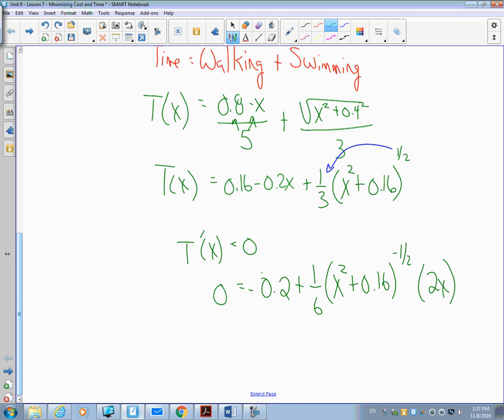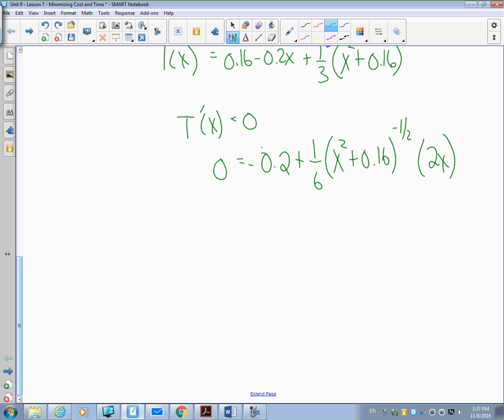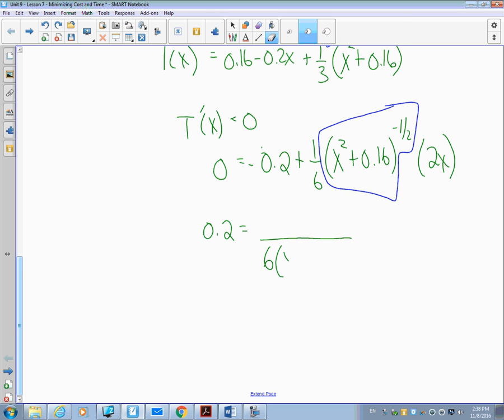As we've always done, when we want to solve this, we want to set up for cross multiplying. So I'll bring the 0.2 over here. Let's think about this in terms of a fraction. The 6 on the bottom, because I have an exponent of negative 1/2, I can bring that to the bottom. So I'll get, actually let's write it with the root sign there, sorry. So what's the root sign? Root of x squared plus 0.16. And the 2x is left on top. Okay, it's ready for cross multiplying.